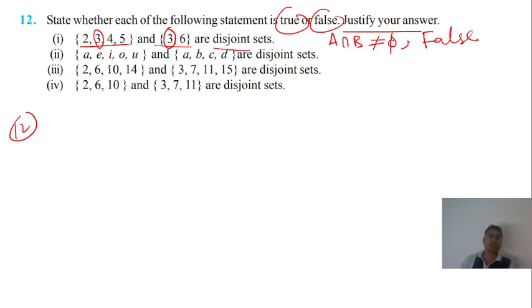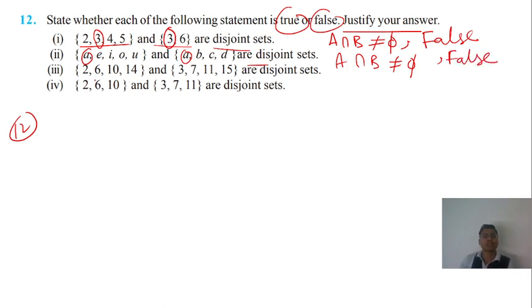Coming to the next question, they are saying these are disjoint sets. Again we find a common element. A intersection B is not empty. So it is again not a disjoint set, so it is again false.